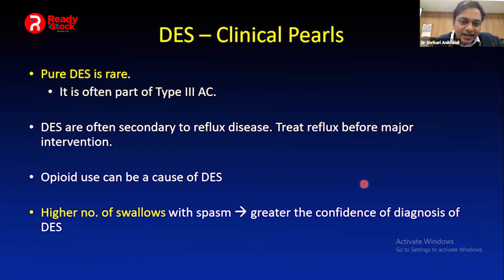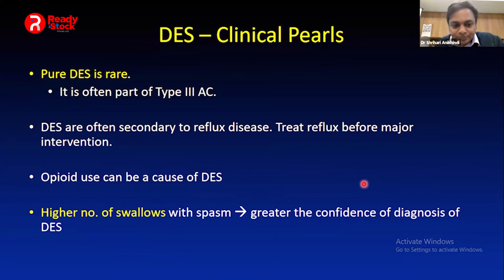DES is often secondary to reflux disease. So try to treat reflux before you plan a major intervention. Directly don't jump in to do something like POEM for DES, because POEM is recommended for patients who have DES over a prolonged period of time. Okay, remember opioids can cause DES. I don't know how common opioid abuse is in that part of the country, but you have to ask for this. Remember that patients who have a higher number of swallows who present with typical findings.